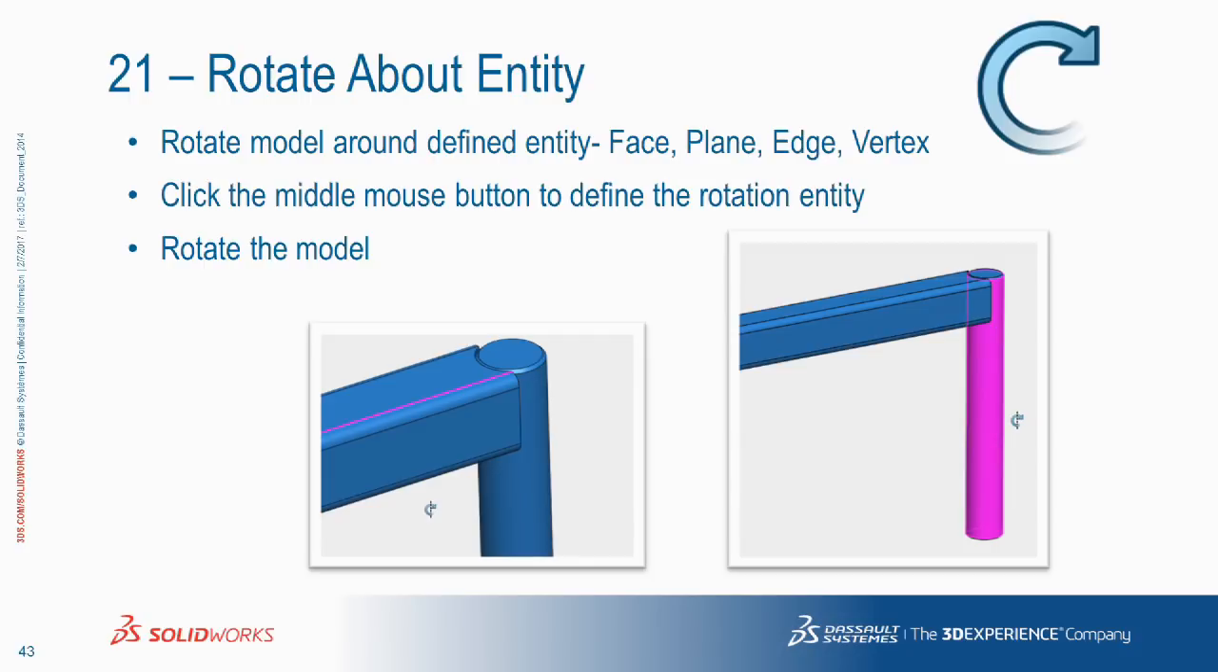Rotate About Entity. This is a pretty simple one. You rotate using the middle mouse wheel, and it usually has the behavior that we're used to with spinning it around. But if you, with the middle mouse button, click on an entity first, so press the middle mouse button on an edge or on a face, it'll then set that entity as the rotation point, and it'll rotate referencing that.